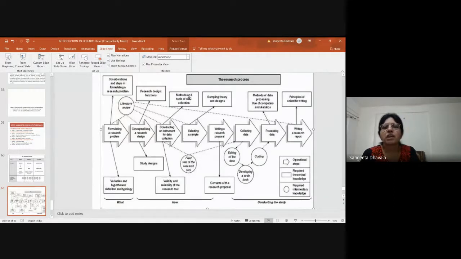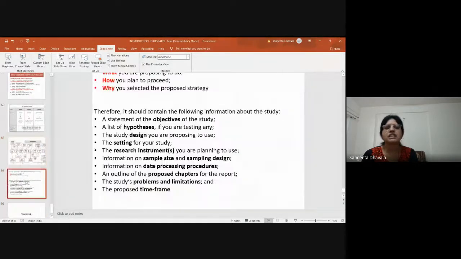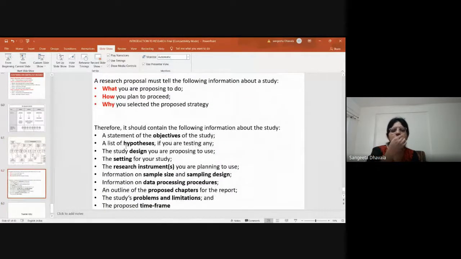So what are the methods and tools of data collection? How can you collect data? Then how can you select a sample? Here you will learn sampling theory and designs. Then writing a research proposal, contents of the proposal. How do you collect the data? How do you process the data? And then writing a research report. So all these are crucial stages in your research study.